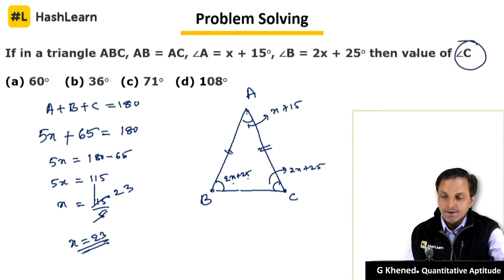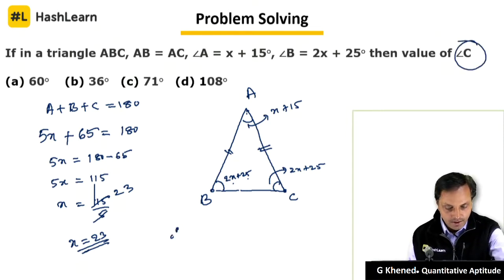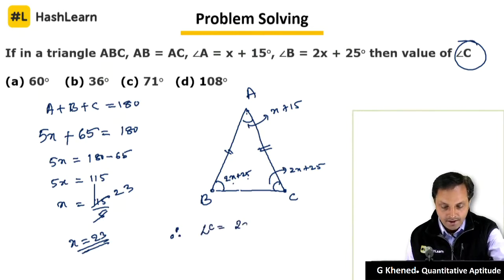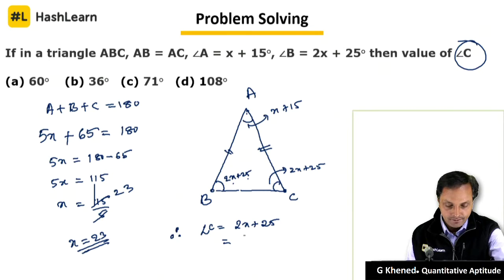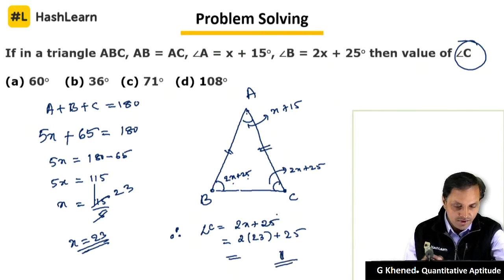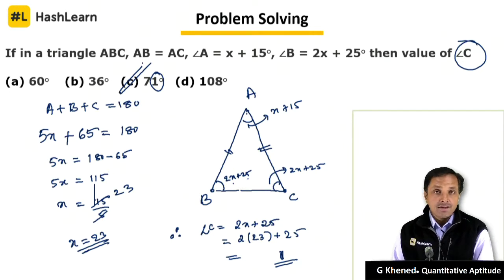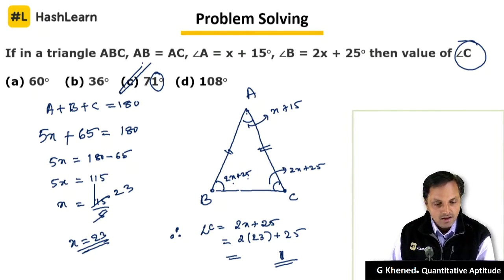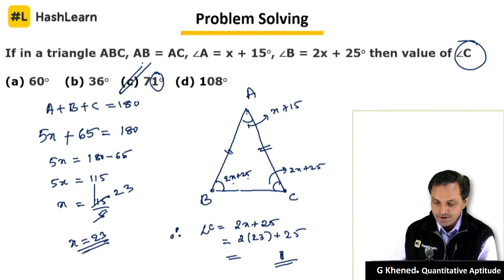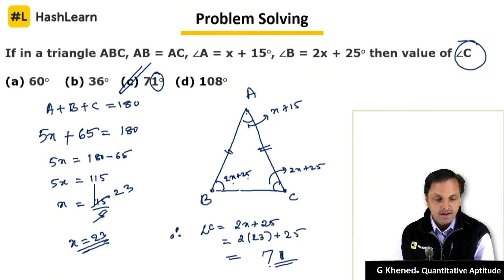What is the angle C they are asking you? Therefore, you know that angle C will be 2x plus 25. That will give you 2 into 23, plus 25. So 5, 6, unit digit is 1. Unit digit is 1, which option? Unit digit is 1 in option C. 3 2s are 6 plus 5 is 11. Unit digit is 1. Unit digit is 1 in only option C. That is your answer. That is 71 degrees.